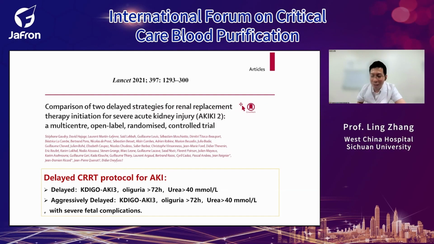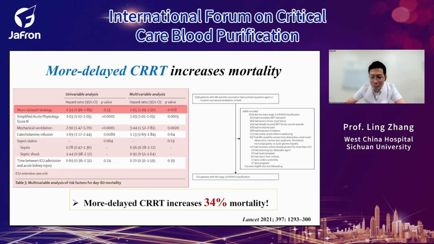One is the delayed protocol based on KDIGO AKI stage with oliguria for more than 72 hours and urea more than 40. The other group is an aggressive delayed protocol, with AKI stage and oliguria for 72 hours, and also with several fatal complications. These findings are very interesting. We found that more delayed CRT can increase mortality by more than one third in these patients.